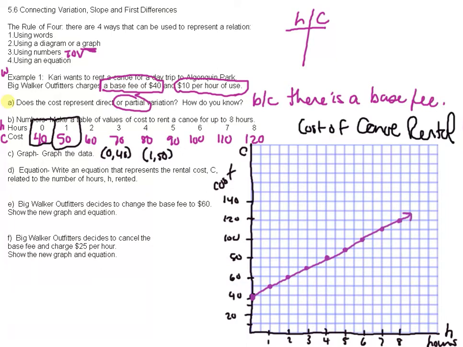Okay, let's go back to purple. Now let's write an equation. So we need to use C and H. So let's go C equals, well, what's our slope? Our slope every single hour goes up by 10. So $10 per hour plus $40. And again, that's our base fee or our flat fee. So we can label this now. C equals 10H plus 40.